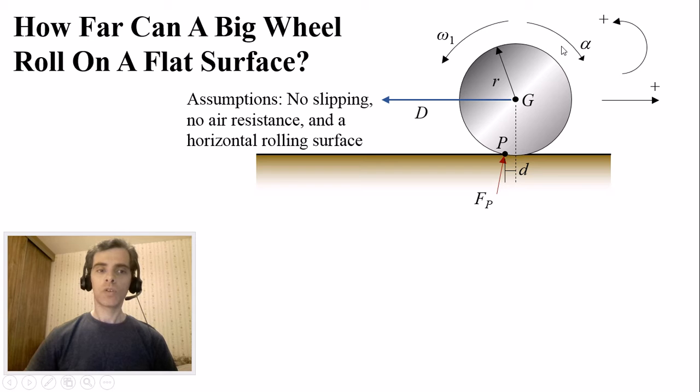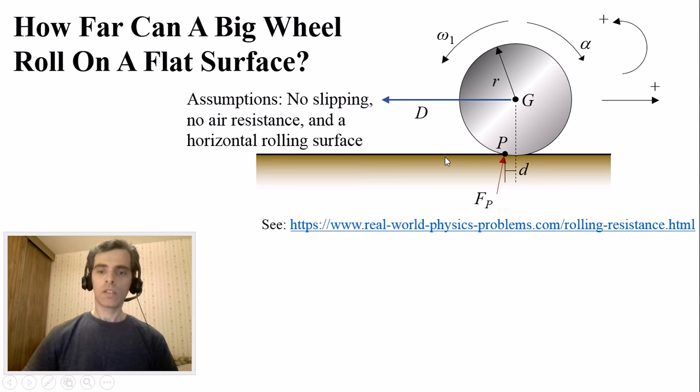As the wheel rolls on the flat horizontal surface, it slows down, so it experiences an angular acceleration alpha in the clockwise direction. And I use sign conventions as shown. And so alpha is the angular acceleration, and omega 1 is the angular velocity.